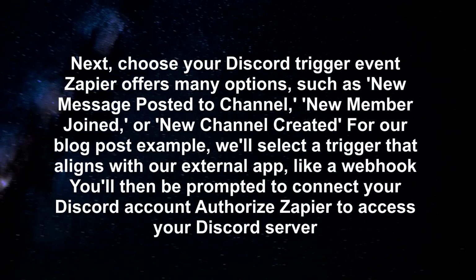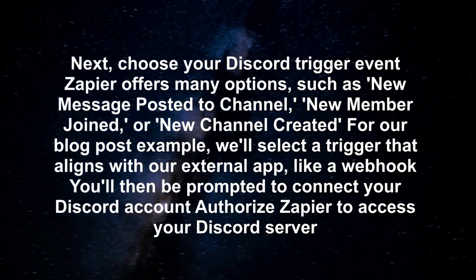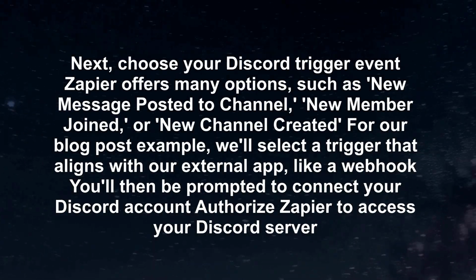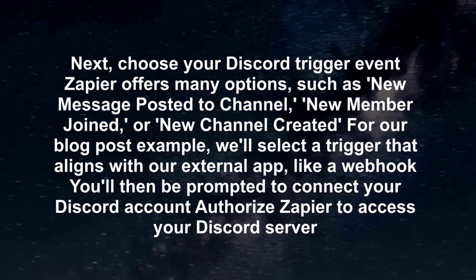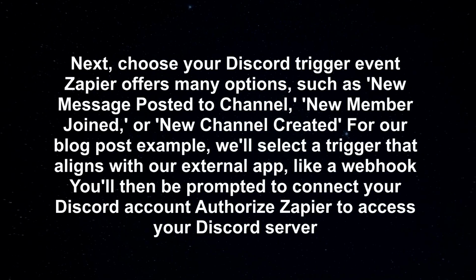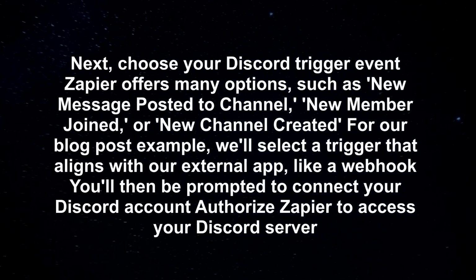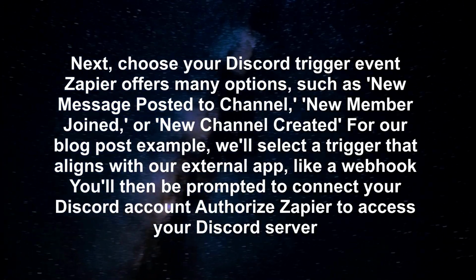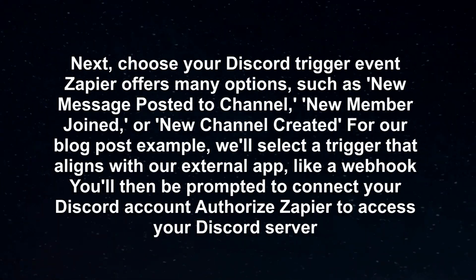Next, choose your Discord trigger event. Zapier offers many options, such as new message posted to channel, new member joined, or new channel created. For our blog post example, we'll select a trigger that aligns with our external app, like a webhook. You'll then be prompted to connect your Discord account. Authorize Zapier to access your Discord server.